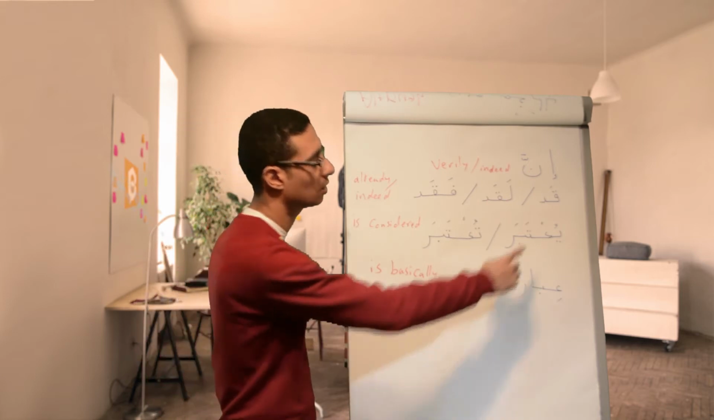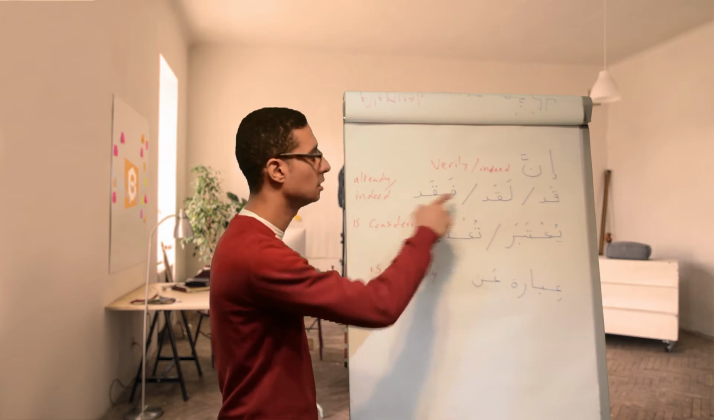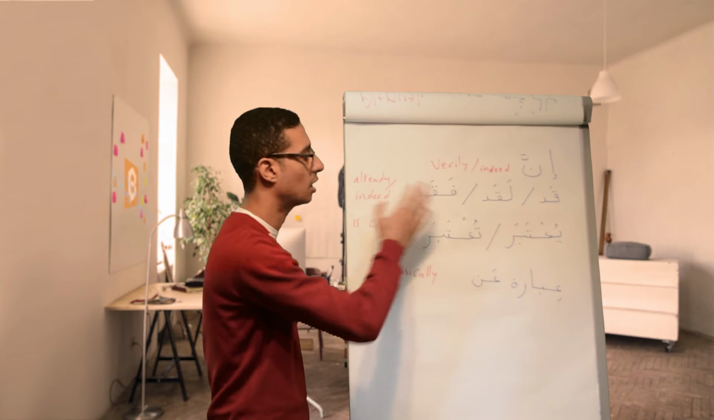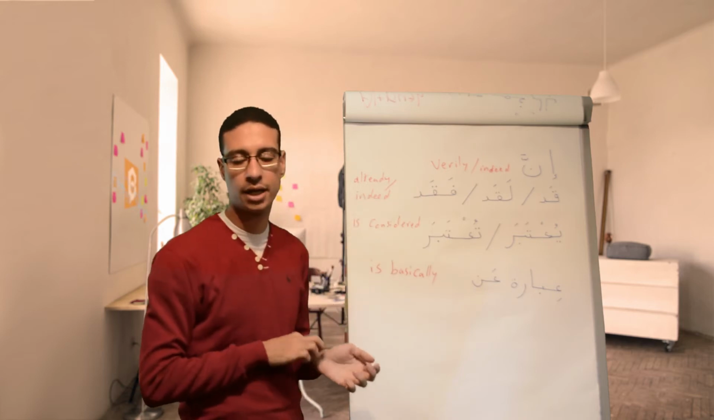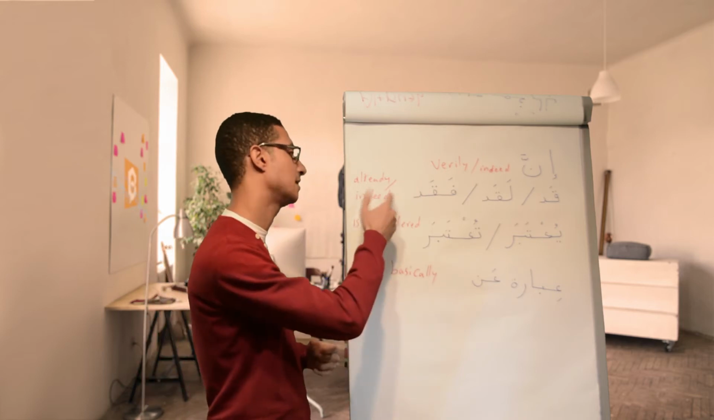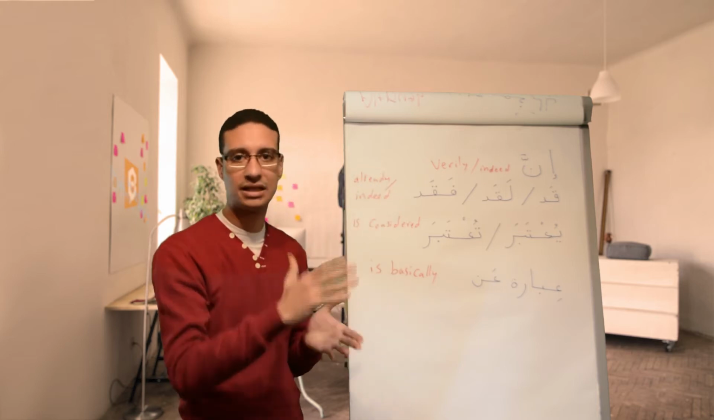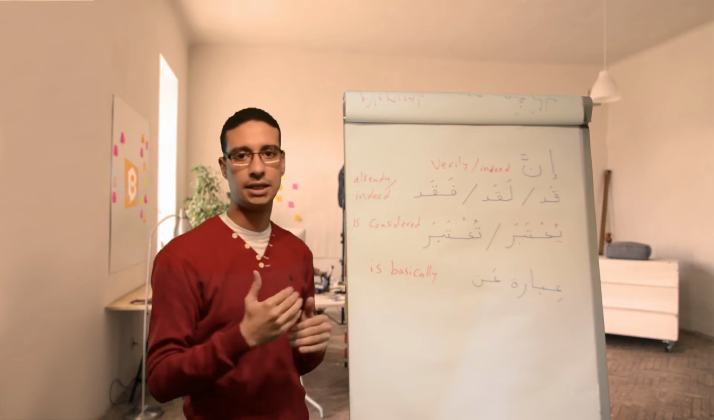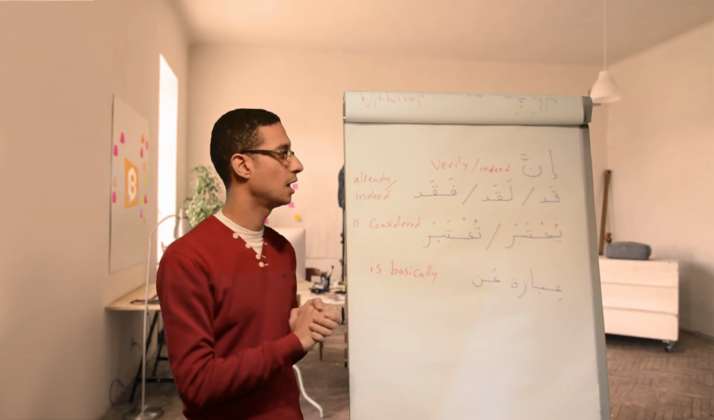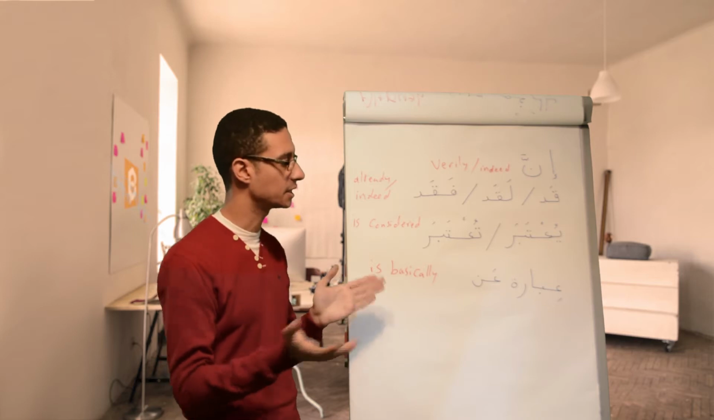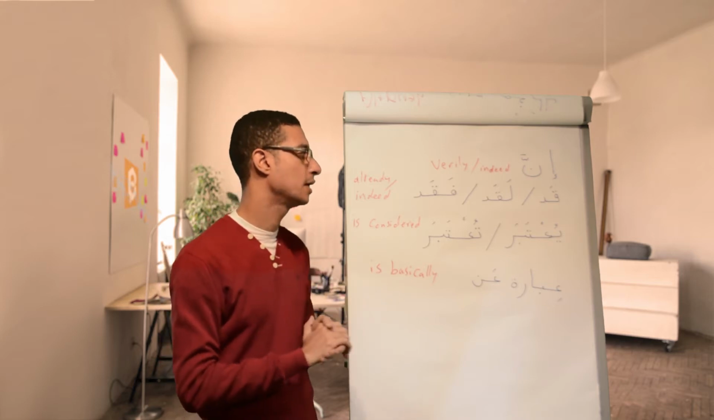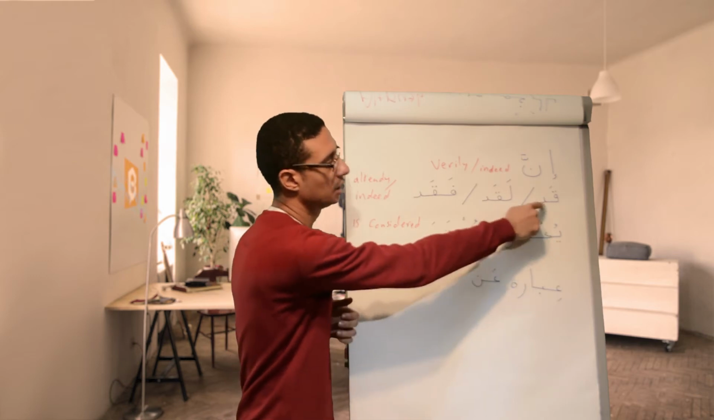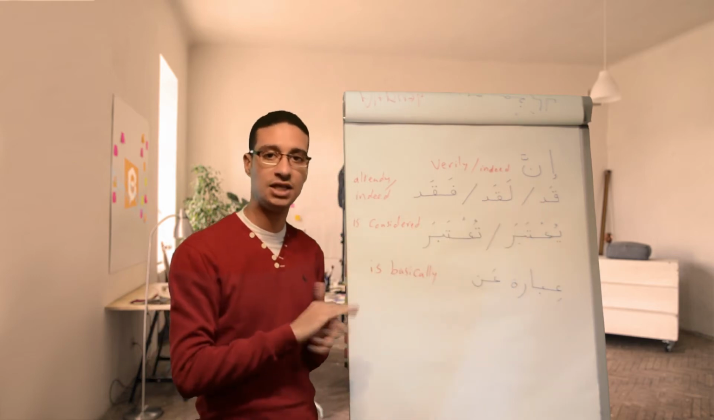The next one is qad, laqad, faqad. Qad, laqad, faqad are always followed by the past tense. So sometimes they mean already, indeed, depending on the context, but normally we don't translate them in English. So they are filler words, basically, that don't add any new meaning to the sentence. However, if the word qad is followed by the present tense, it means maybe.